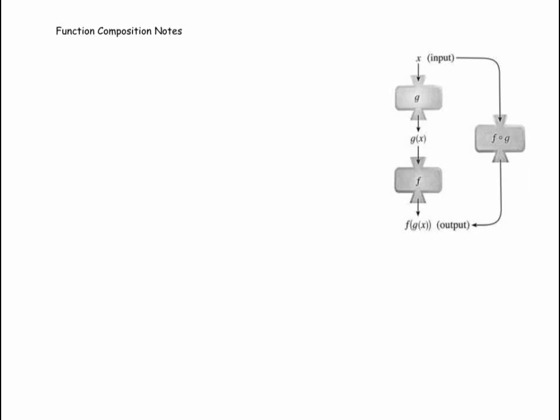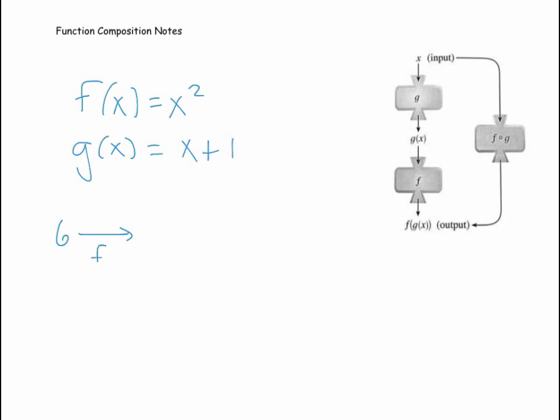Let's say you have a function f of x, which equals x squared, and let's say g of x is equal to x plus 1. And let's just say you decide to take in a number like 6, and you're going to input that into f. So if you input that into f, then you get 6 squared, which is 36. And then let's say you decide to take that result and input it into g. You get 36 plus 1, which is 37.